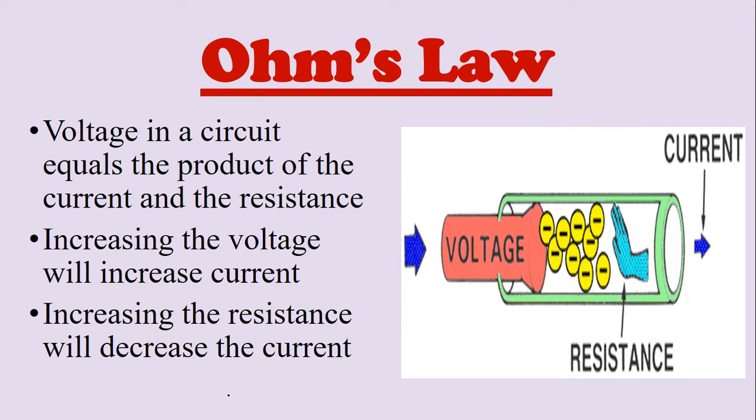So let's talk about Ohm's law. What Ohm's law says is voltage in a circuit equals the product of the current and the resistance. Remember, product is multiplication, so we're going to multiply current and resistance. Increasing the voltage will increase the current. Increasing the resistance will decrease the current.